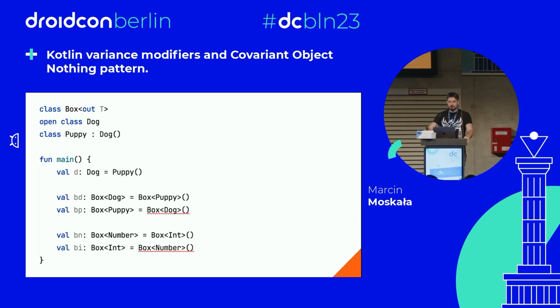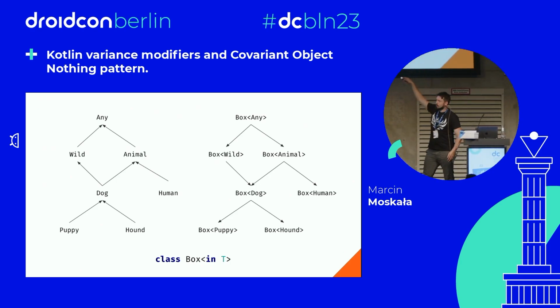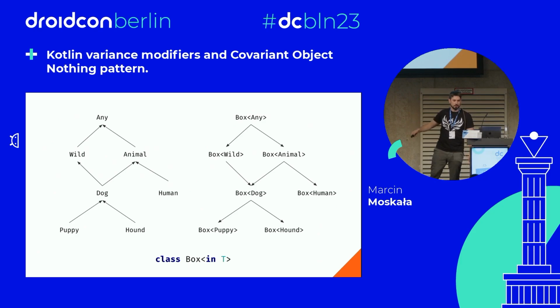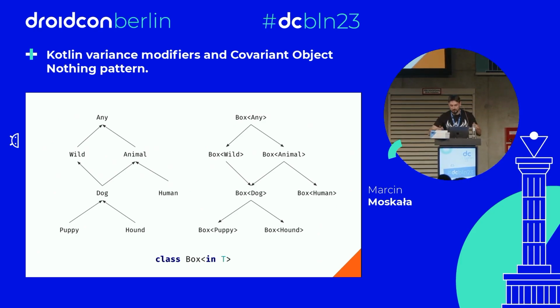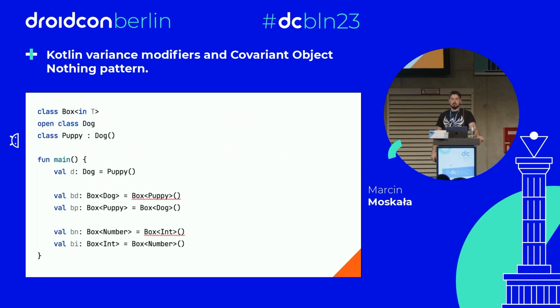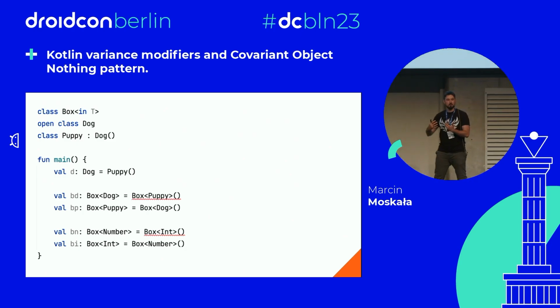And the opposite, the contravariance in modifier, reverses this relationship. Notice that the arrows now are pointing in the opposite direction. So Box of Puppy is a supertype of Box of Dog. So in practice, you can use Box of Dog where Box of Puppy is expected, but not the other way around. I guess this helps you a little bit, but this is likely still confusing.